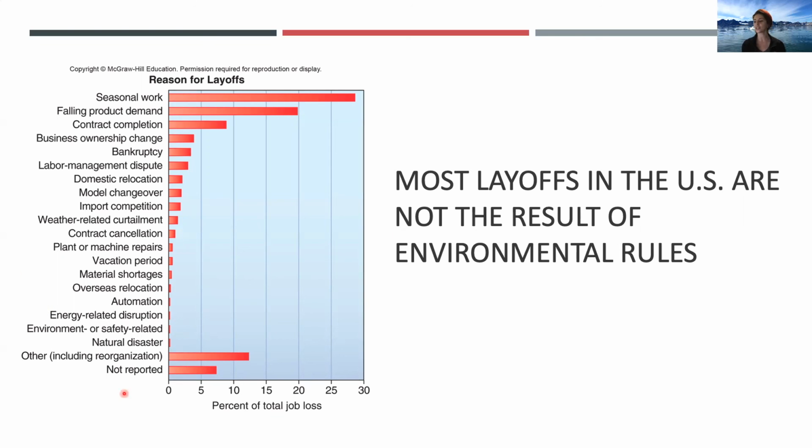So we can see in this graph here the percent of total job losses and then the reason for layoffs. By and large, seasonal work is the reason for a large percentage of layoffs, but you'll notice where environment or safety related layoffs fall. Although opponents of environmental regulation often claim that protecting the environment costs jobs, studies like this one show that only 0.1% of all large-scale layoffs in the US were the result of environmental laws.